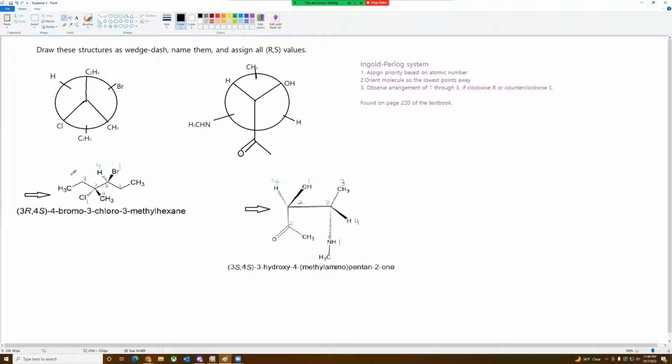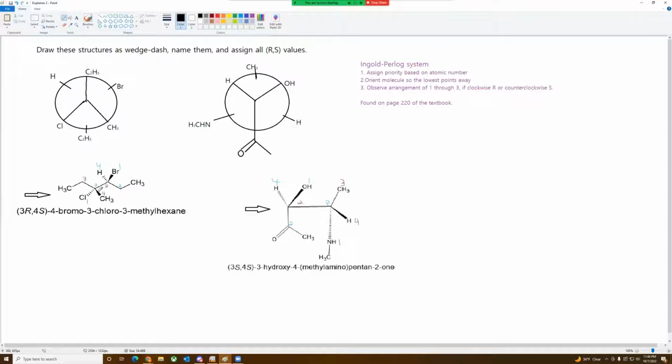So now for naming, you count the carbons: 1, 2, 3, 4, 5, 6. So we have a hexane, and we have a chlorine group and a methyl group, and then a bromine. So you count 1, 2, 3: 3-chloro, 3-methyl right here, and then 4-bromo. Bromo goes in front just because of B. And then we can get to the R and S.